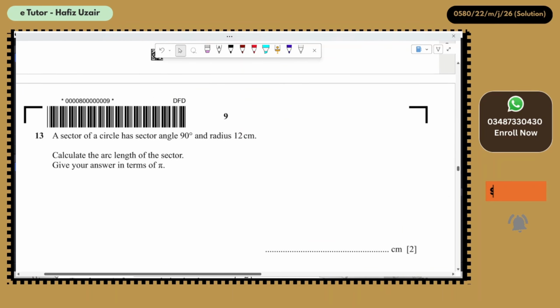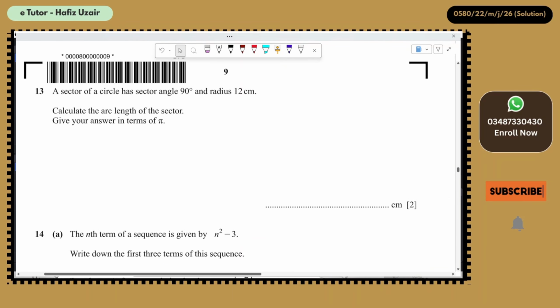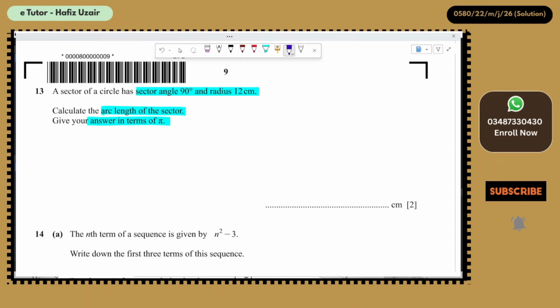Okay, let's move to question number 13. A sector of a circle has an angle of 90 degrees. So the sector angle is 90 degrees and the radius is 12 centimeters. You need to find the arc length of the sector and write the answer in terms of pi. Let's write the formula for arc length.